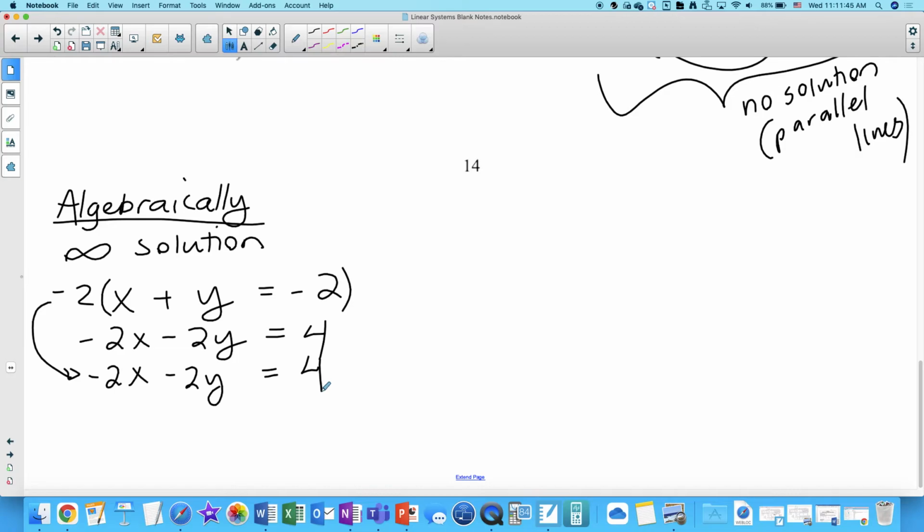Okay, and then to eliminate a variable, what do we have to do with these two equations? Yeah, subtract them, right? So when you subtract, you get -2 minus -2. Well, that's 0, because it becomes -2 plus 2.